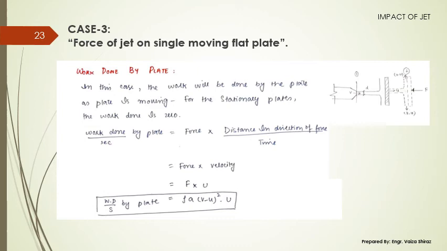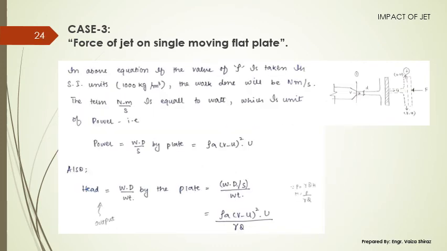If you need work done per second, then this will be the distance covered per unit time. This distance covered per unit time is termed as velocity. So it is the velocity of the plate, so it is F into U. You have developed the relation for F, so it is rho a (v minus U) square into U.